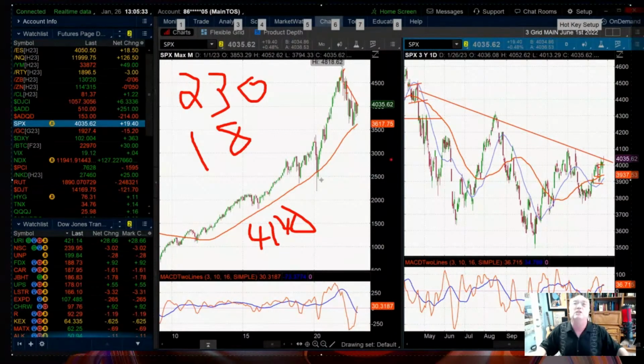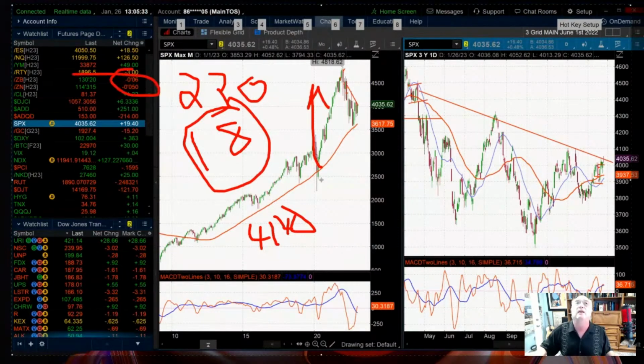Doesn't mean you can't have a nice little rally in here, but I'm just telling you, this PE is not going to go up if the bond market doesn't rally. That's all I mean in here.